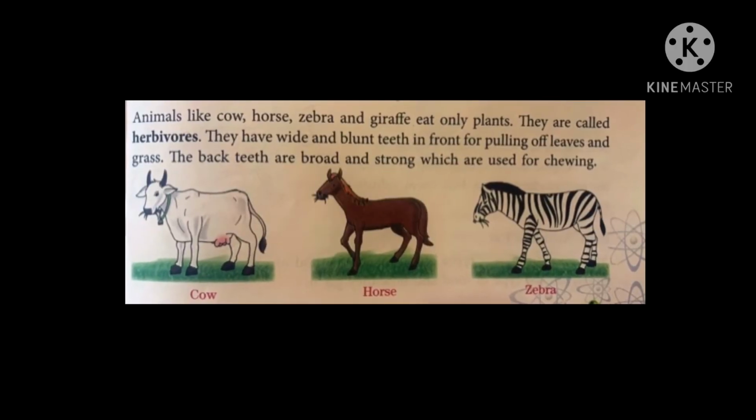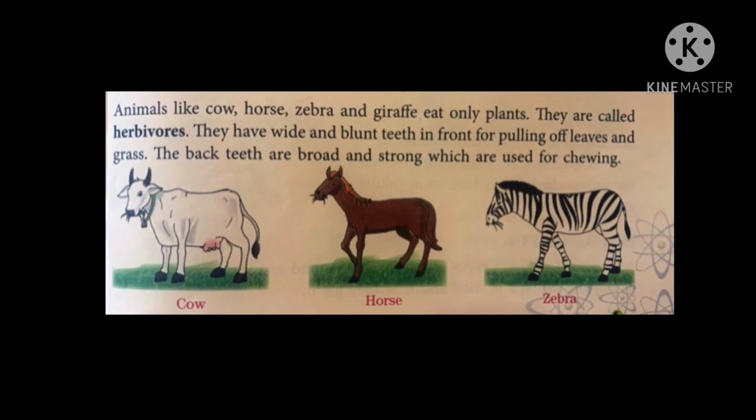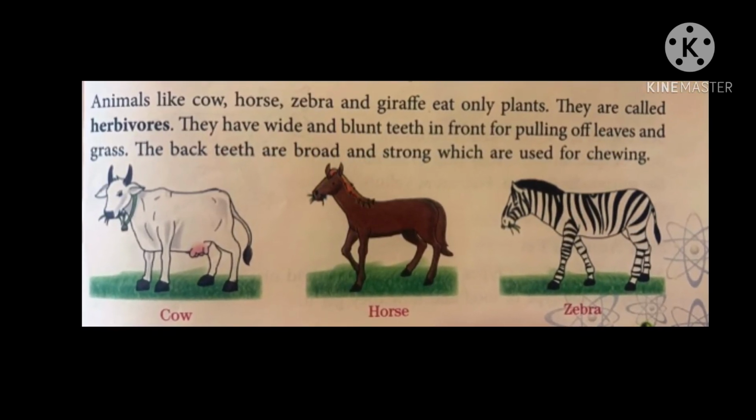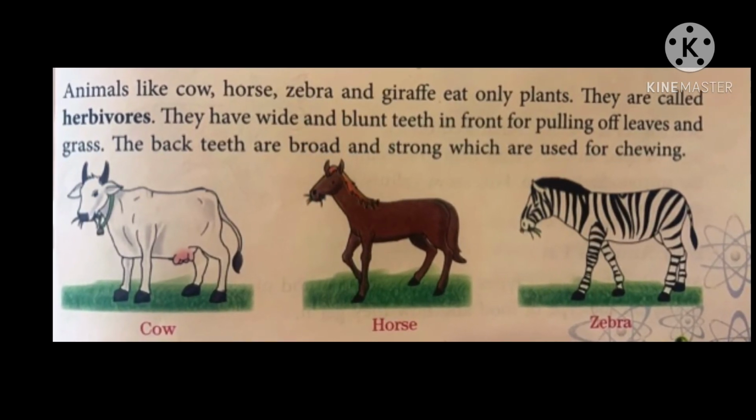Animals like cow, horse, etc. eat only plants, so they are known as herbivorous. They have wide and blunt teeth in front for pulling off leaves and grass. The back teeth are broad and strong, which are used for chewing.